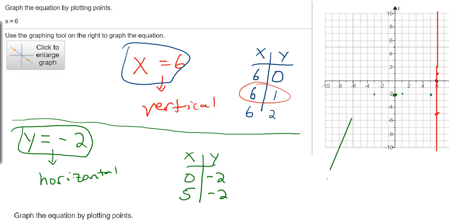So I keep doing that. That's really weird. So let me draw it this way. This will be better, I think. So there you go. So there's our horizontal line at y equals -2.